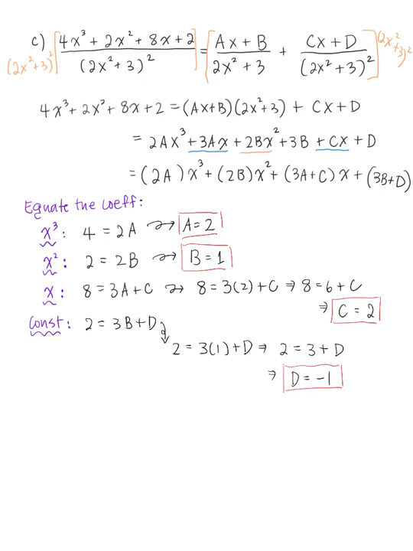Okay, so I don't want to write the original fraction. Is it okay if I go like this? So therefore, the answer is going to be ax plus b, so 2x plus 1, all over 2x squared plus 3, and then plus our c, which is 2x, and then plus d, so plus negative 1. So you have 2x minus 1 all over 2x squared plus 3 squared. And we are done.